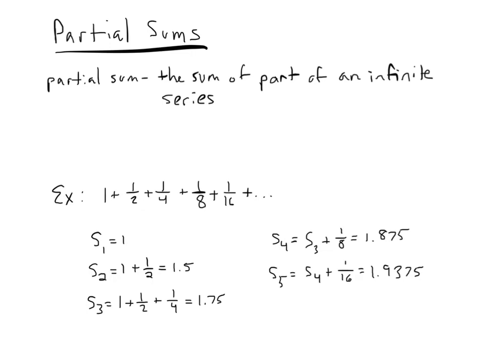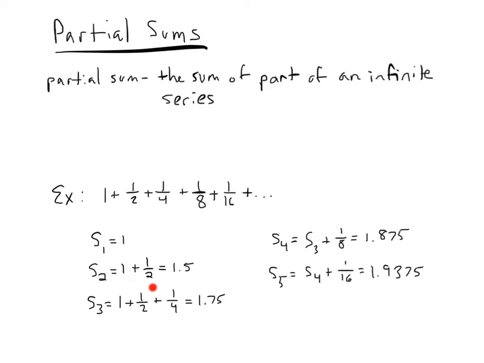Alright, and in order to find that sum, we can use what we call partial sums. So a partial sum is the sum of part of an infinite series, hence the name partial sum. So this is what we do. We have our series right here. And the partial sum, S sub 1, is just the first term, right? S sub 1. S sub 2 is the first two terms added together.